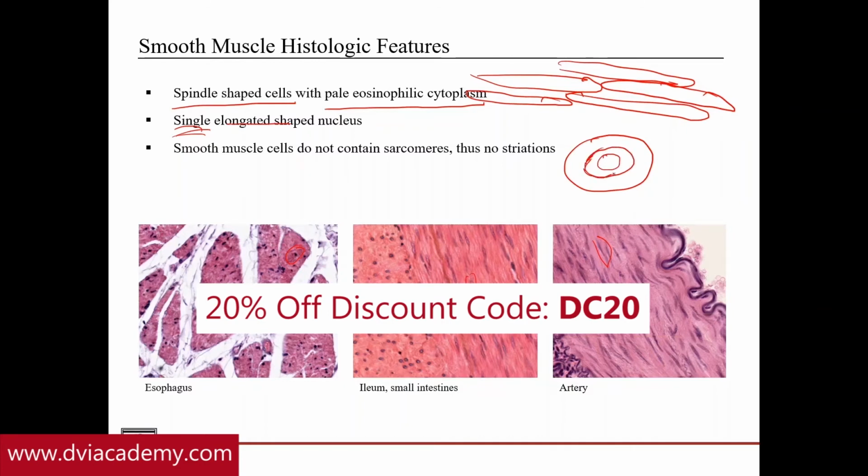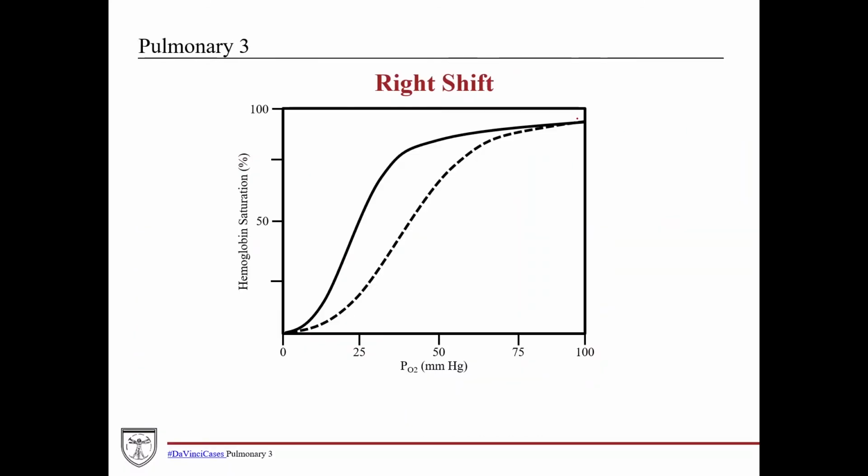Now back to the case. Now what can happen is you have right shifts and left shifts of this oxygen hemoglobin saturation curve. So we'll go over the right shift first. If you'll notice, the right shift is shown in the dotted line here. And so you can see that, like it says, it's shifted to the right.